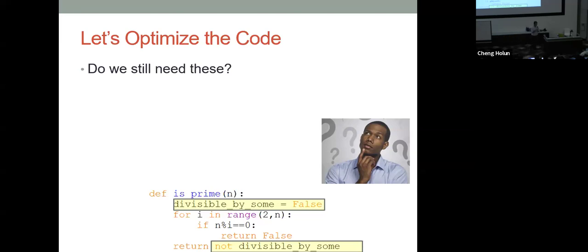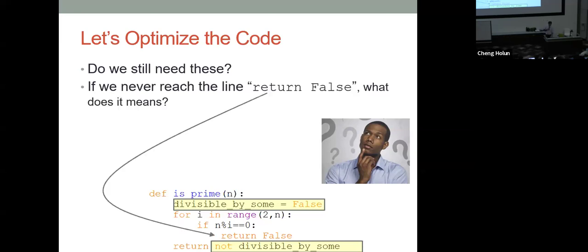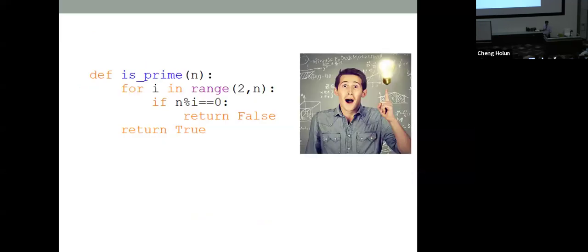And finally, wait a minute. Then what does this divisible by some do? I don't need that variable, right? I can directly say return true. It's a lot shorter code with similar behavior.